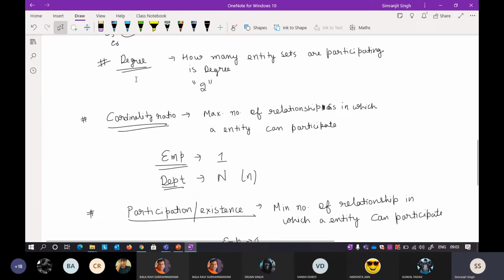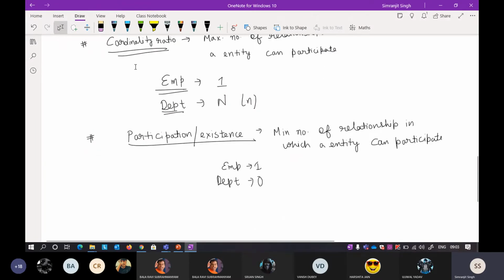Till here, if anybody has any problem, we understood what is the degree, the number of entities. Cardinality ratio is the maximum number of relationships in which an entity can participate. Participation is different, just the reverse of it: the minimum number of relationships in which an entity can participate. So three definitions we have already done. Still, if you have any doubt, let me know.